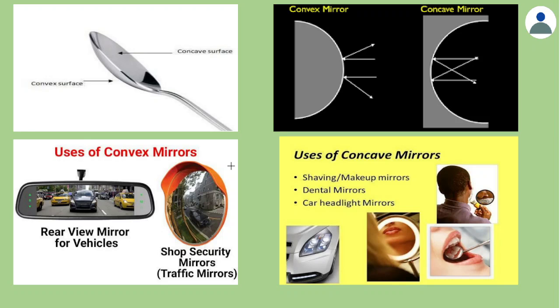Here some examples are given of concave and convex mirrors. For convex mirrors, the examples are rear view mirrors of vehicles, and you also find such mirrors in big apartments or houses. Even this is a convex mirror. Examples of concave mirrors are the mirrors used for shaving or small face mirrors as shown here, and even the dental mirrors shown here are concave mirrors. Car headlights are also like concave mirrors.